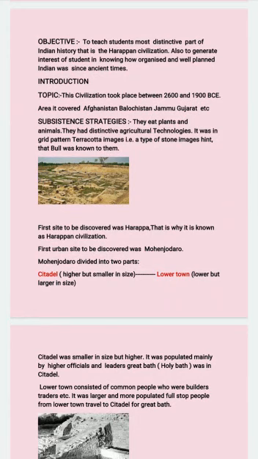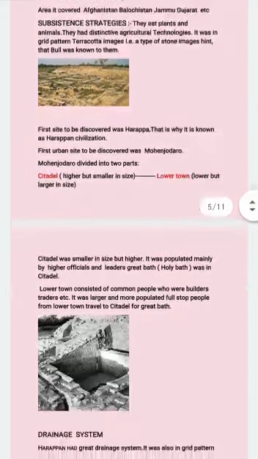Also we know this by terracotta images. A terracotta clay image was found, and when we see the image, it was of a bull. This implies that they had knowledge of the bull and that they used it in agriculture. Now the first site to be discovered was Harappa. That is why we call it the Harappan Civilization.